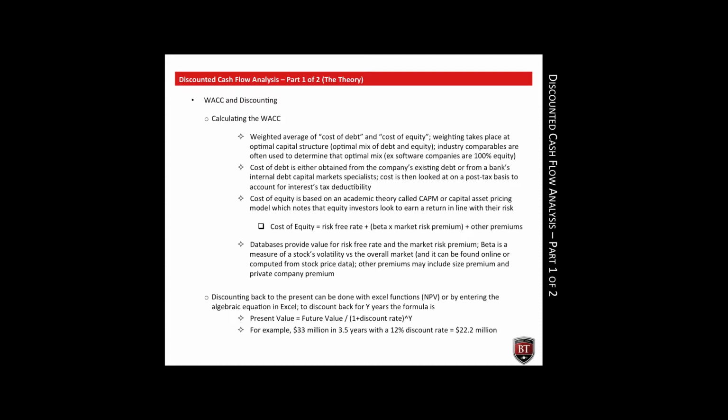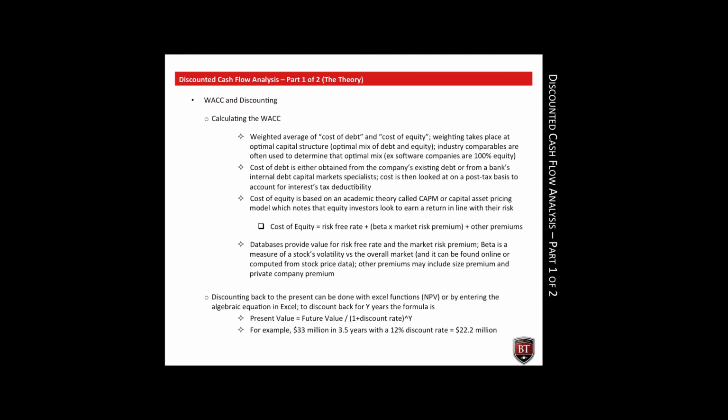Calculating the WACC. WACC stands for weighted average cost of capital, and that means it's a weighted average between the cost of debt and the cost of equity. That weighting takes place at an optimal capital structure, the optimal mix of debt and equity. Industry comparables are often used to determine that optimal mix.